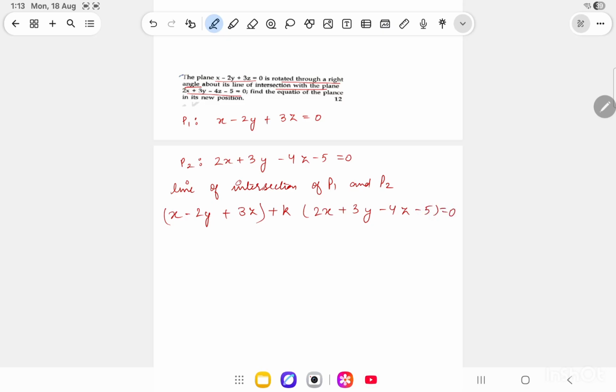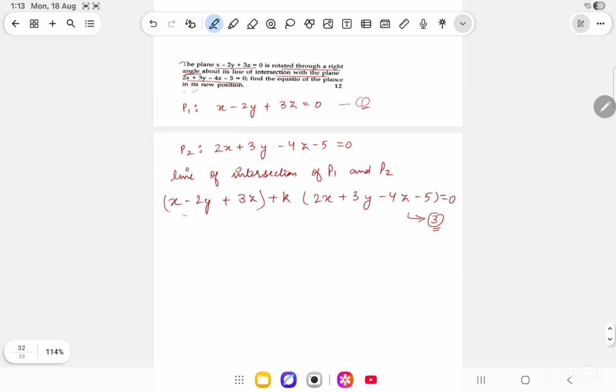So if you observe carefully, the equation of the plane in the new position will also pass through this line of intersection, because plane 1 is using it as the axis to rotate. So the equation of the new plane will also pass through this. Let's say this is equation 3. Also, plane P1 is rotated by 90 degrees to reach this plane.